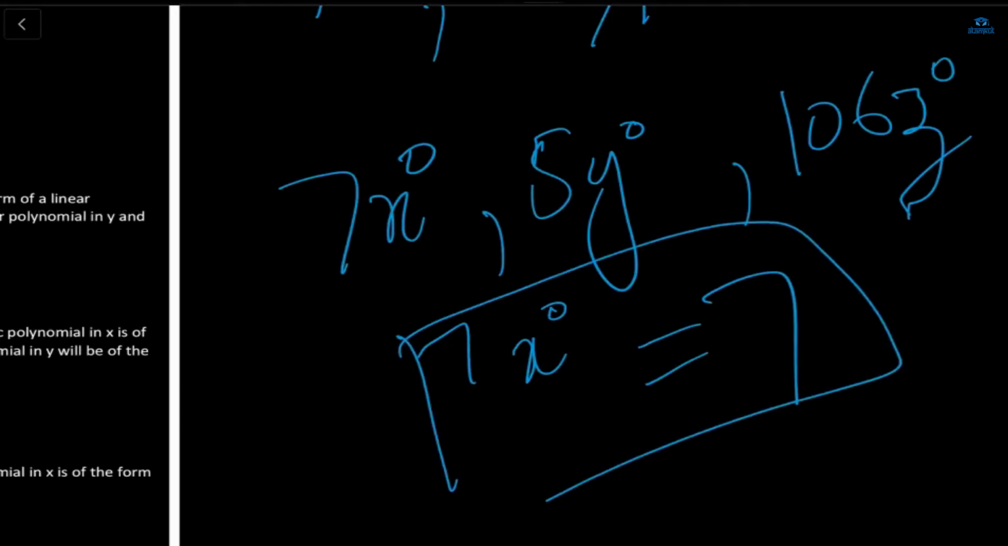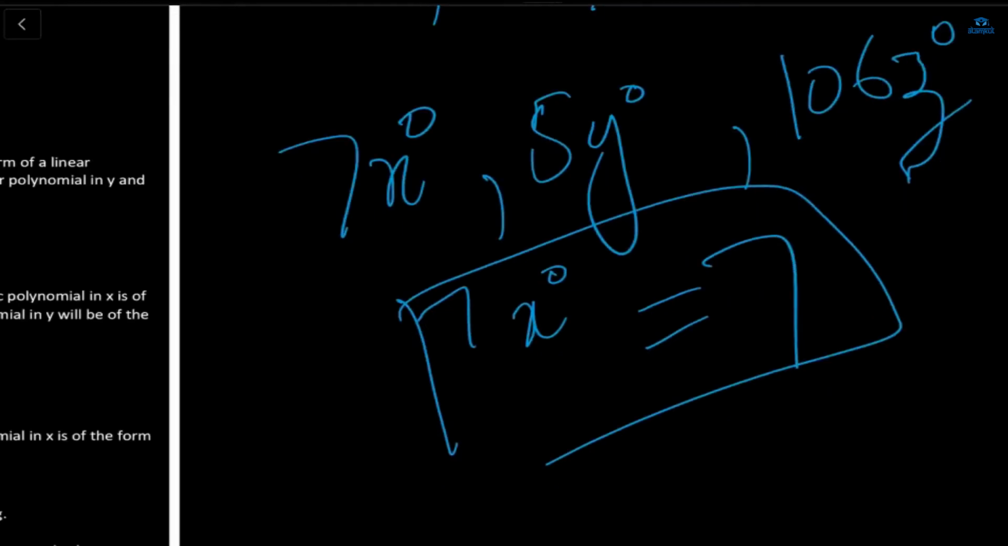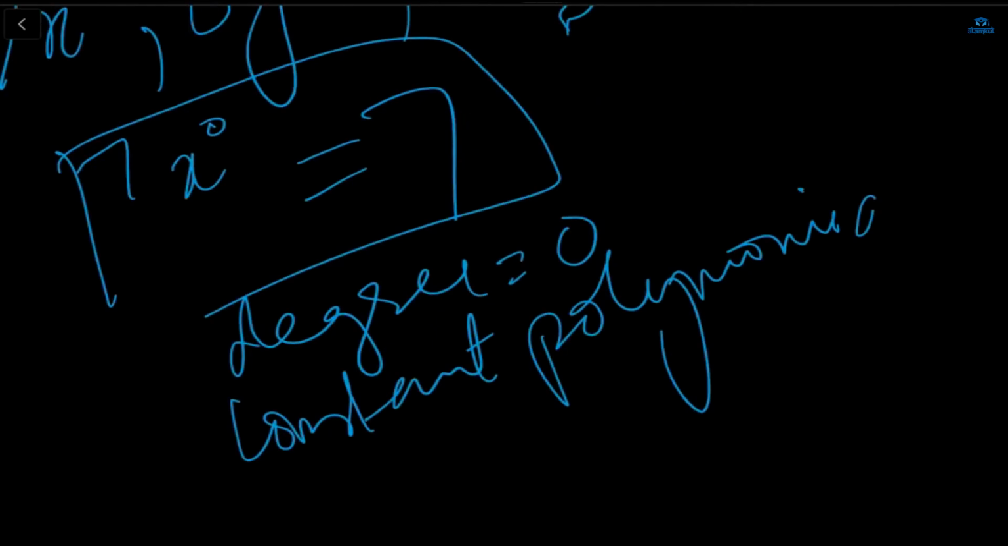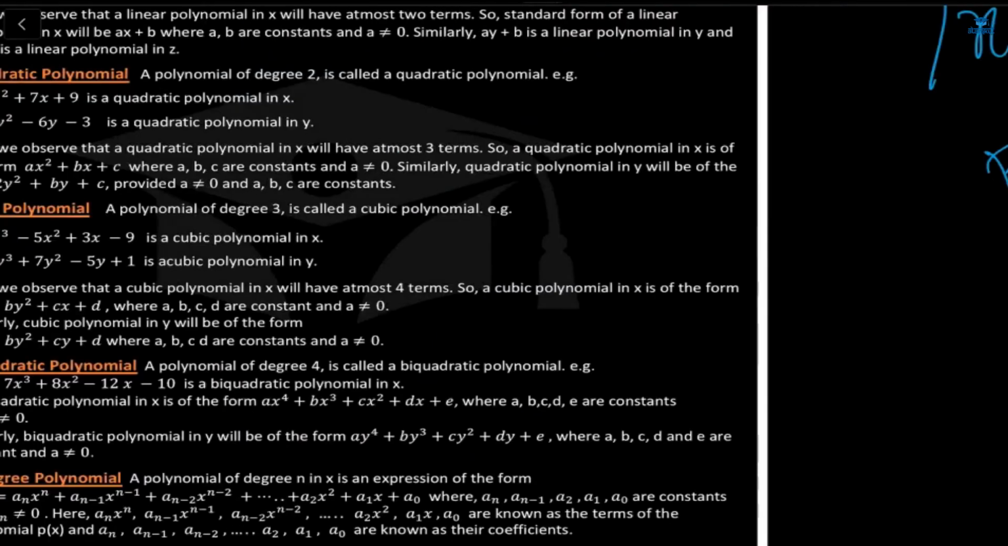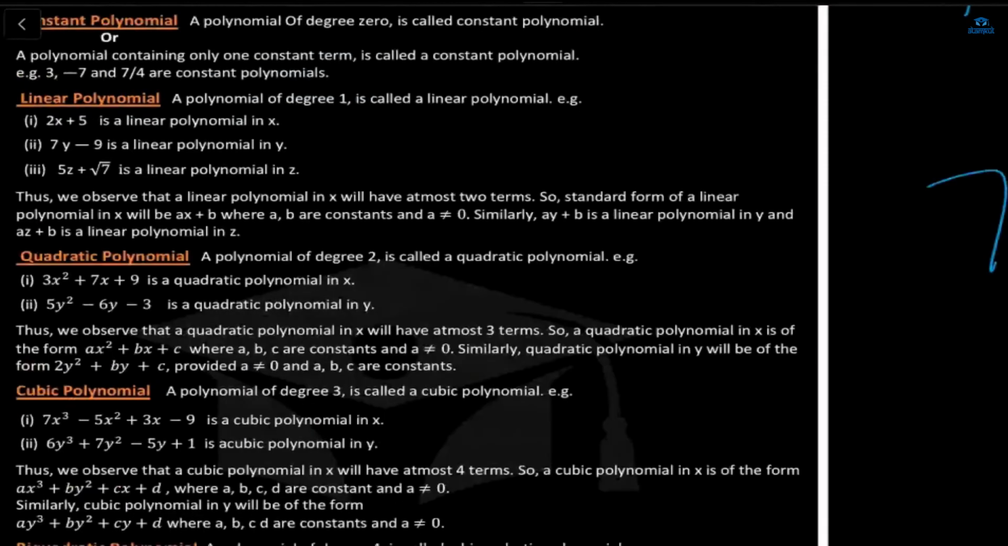So 7 can be written as 7x to the power 0. So the degree of the polynomial here is 0, so it is a constant polynomial. Any polynomial of this type, constant values, is a constant polynomial.